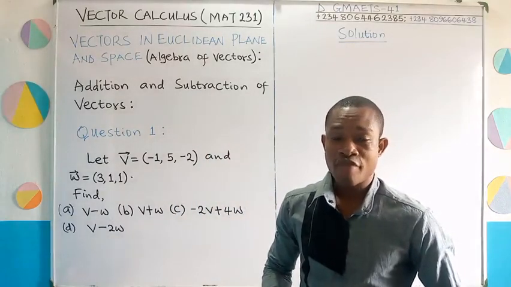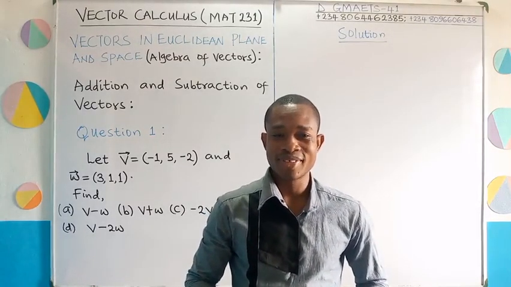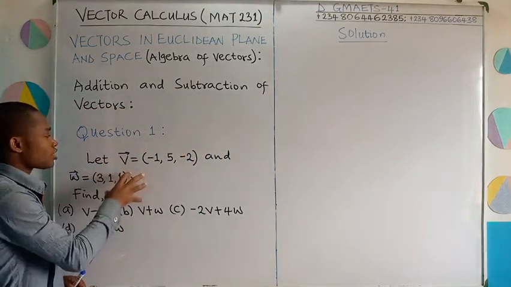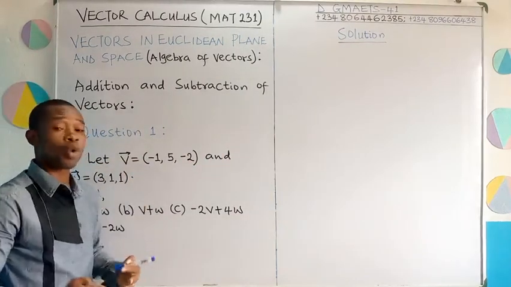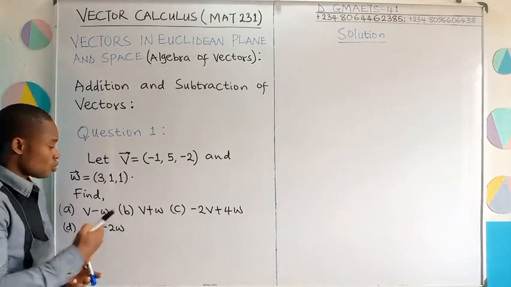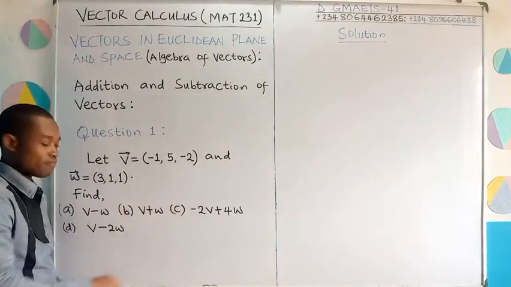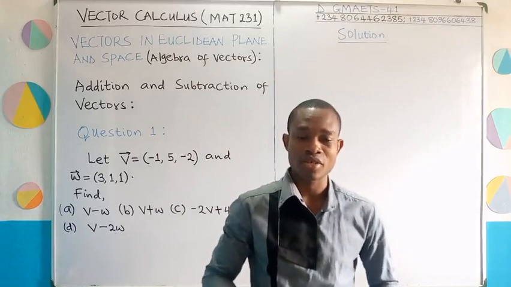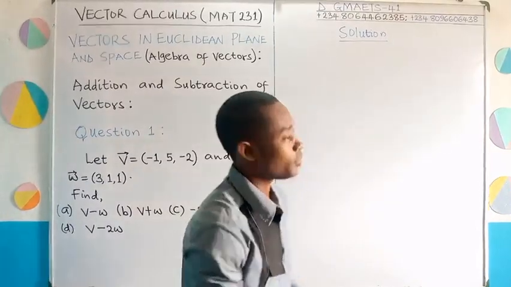We now want to look at our very first question under algebra of vectors. We are going to consider addition and subtraction of vectors. So here we've got our very first question. Let vector v be equal to -1, 5, -2, and vector w equal to 3, 1, 1. It is required that we find these terms. Is that okay? We're going to take this question one after the other, starting with the A part of this question. In A part of this question 1, we are asked to find v minus w.